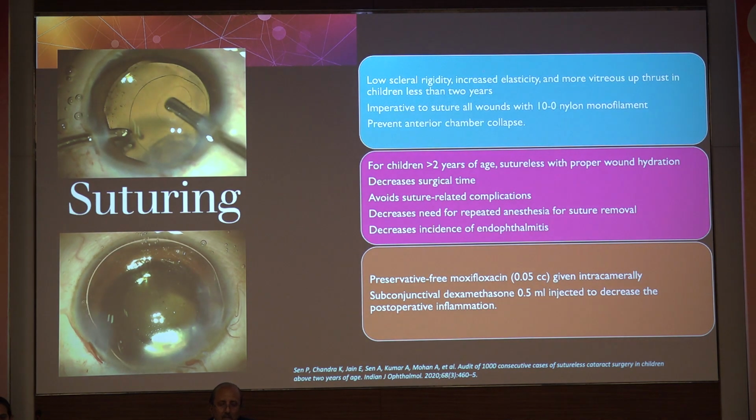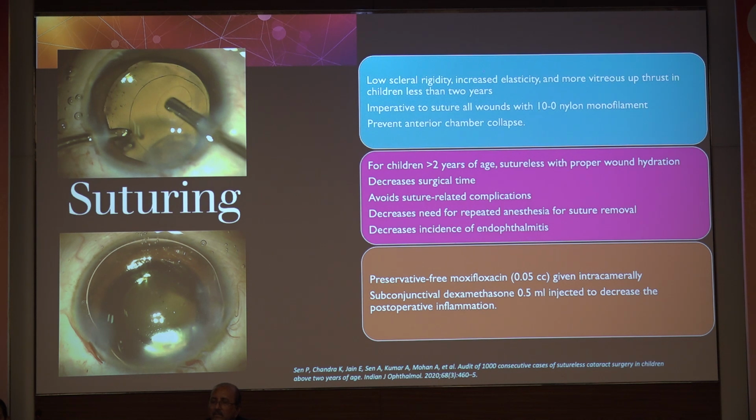So suturing should always be done, especially in children less than 2 years of age. In fact, they say less than 1 year of age, because of low scleral rigidity, increased elasticity, and more vitreous upthrust in children. The AC keeps on shallowing. So we need to suture the wounds in order to prevent shallowing and prevent future post-operative anterior synechiae, peripheral anterior synechiae. So it is imperative to suture all wounds with either 10-0 nylon monofilament or 10-0 Vicryl and prevent anterior chamber collapse.